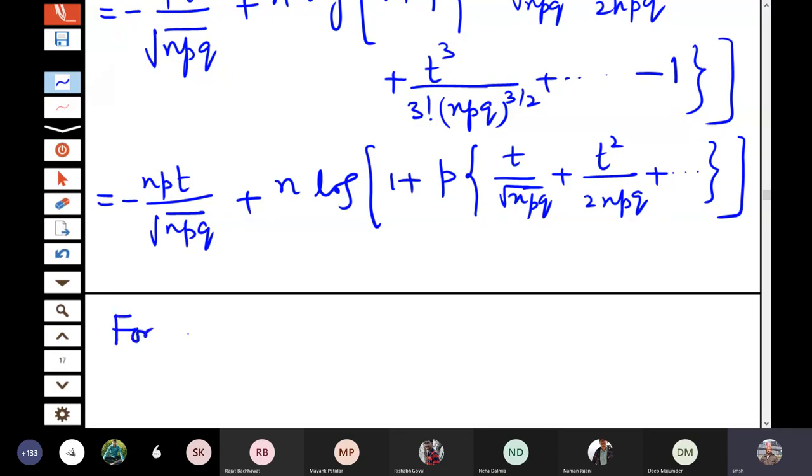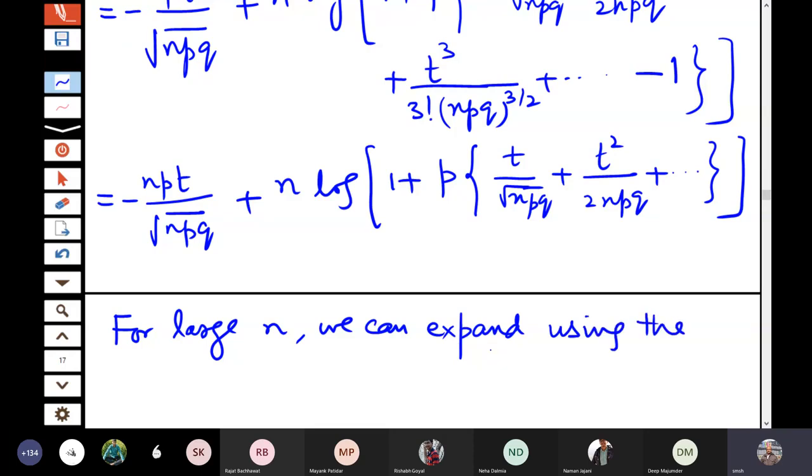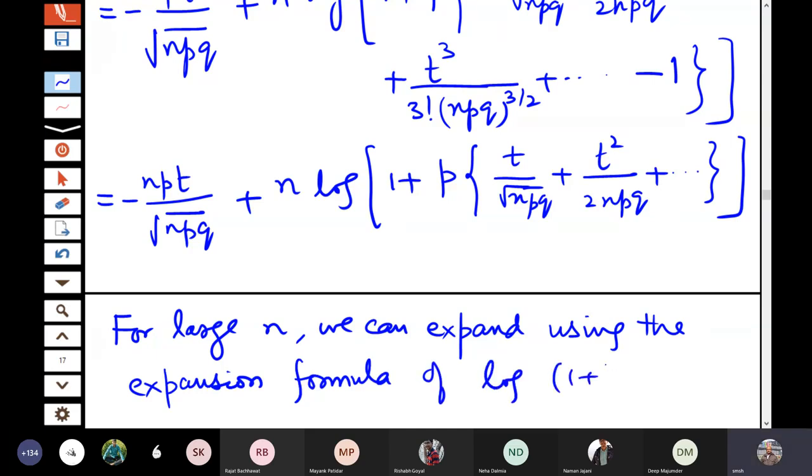So for large n, we can expand using the expansion of log 1 plus y. Okay. So what is that?